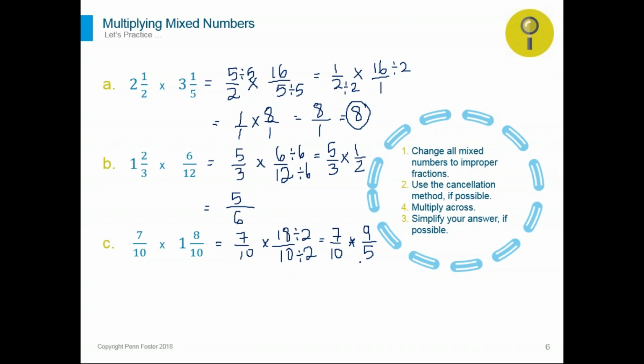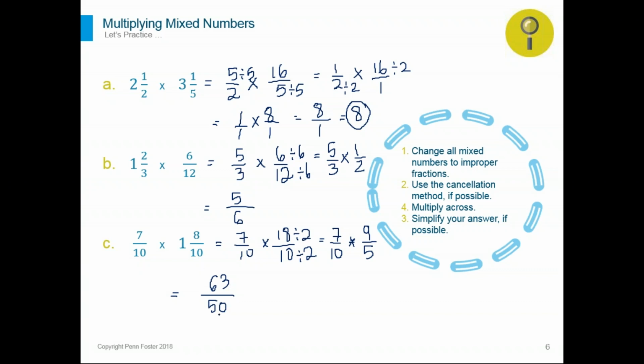Do I have anything else to eliminate? 7 and 10, nothing common. 7 and 5, no. 9 and 10, nothing. And 9 and 5, nothing. So I am ready to go ahead and multiply across. 7 times 9 will give you 63. And then 10 times 5, of course, will give you 50.